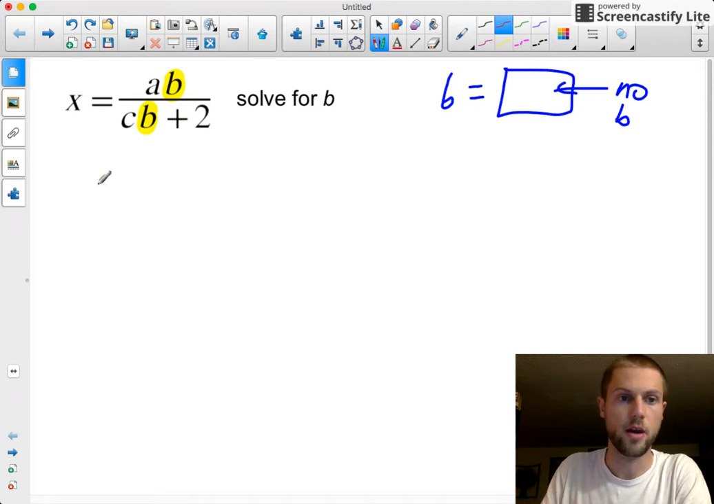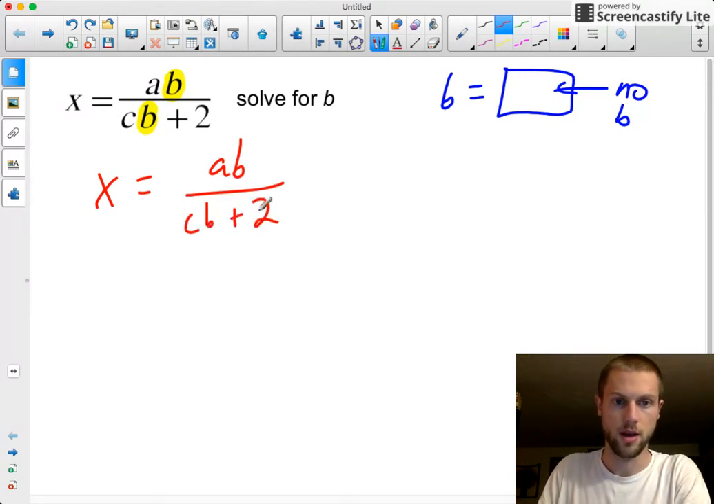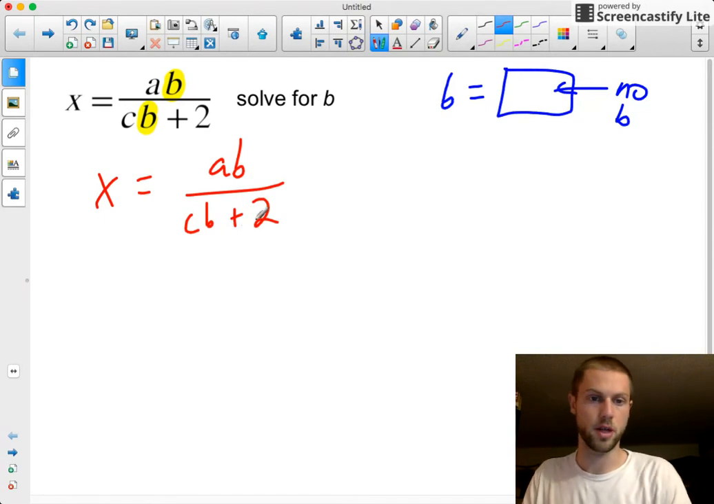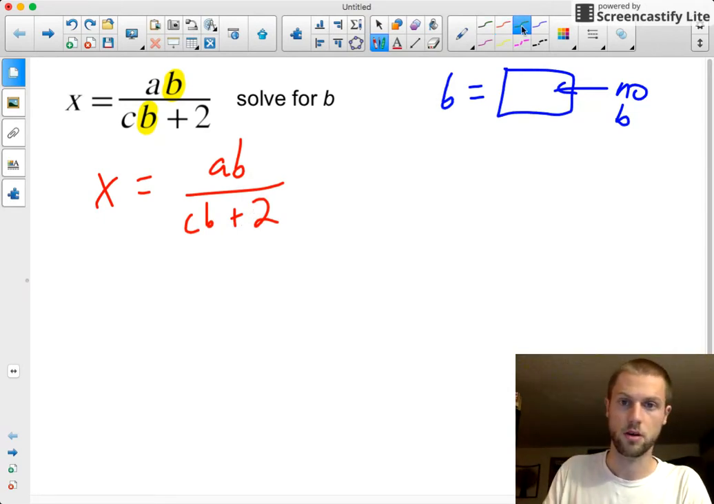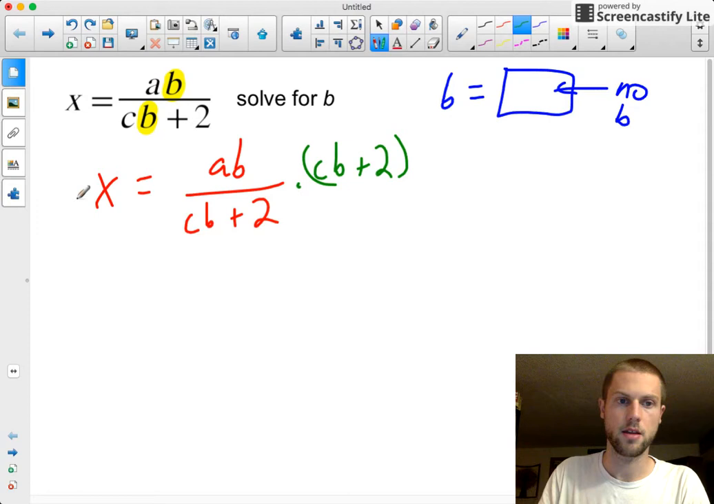I'm going to start off by rewriting my equation. Just give me a little bit of room here. x equals AB over CB plus 2. Now, I'd like to get rid of CB plus 2, so you can think of this in a couple ways. You can either think cross multiply here, or I'm just going to straight up multiply CB plus 2 to this side, and I have to multiply CB plus 2 to this side as well.